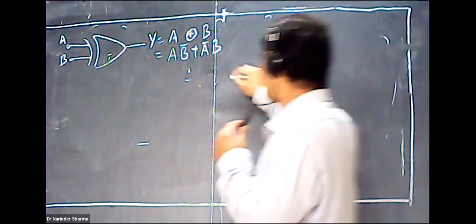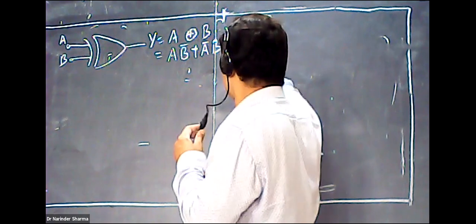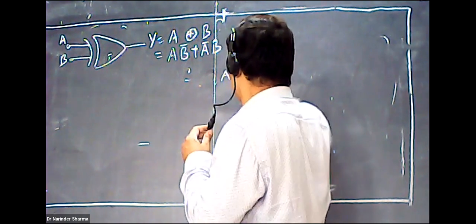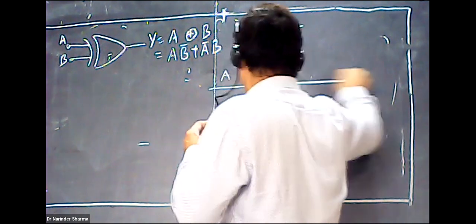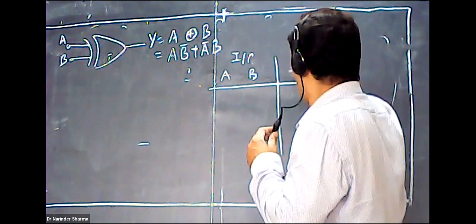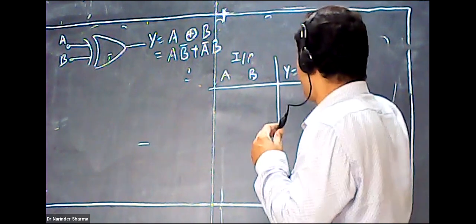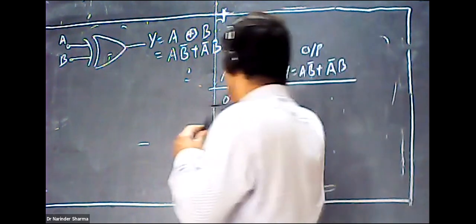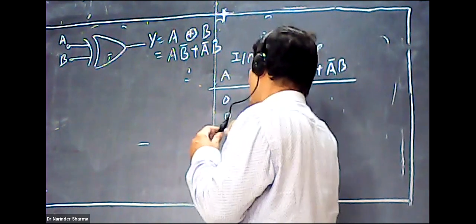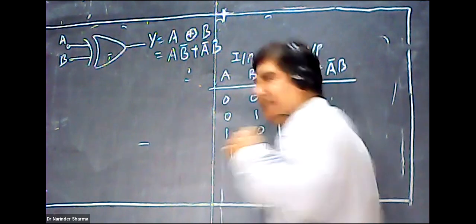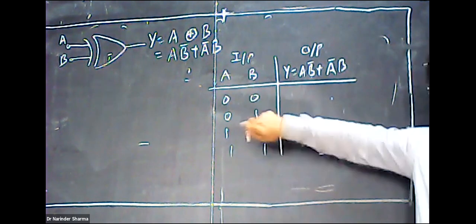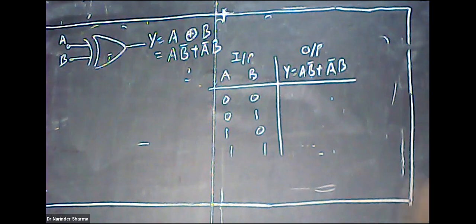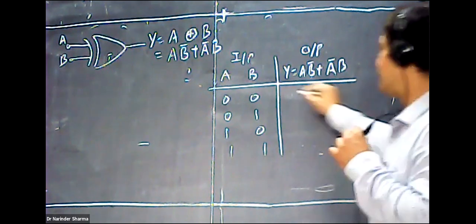Now, input A B, output Y is equal to A B bar plus A bar B. We can assign the inputs in 4 different ways. We have already learned, that is 0 0, 0 1, 1 0, 1 1. Now, we will go for the output.